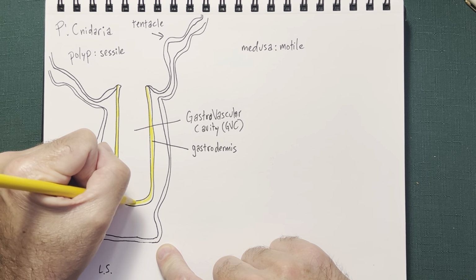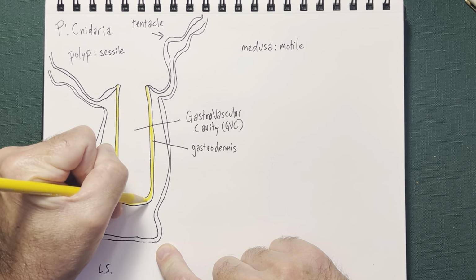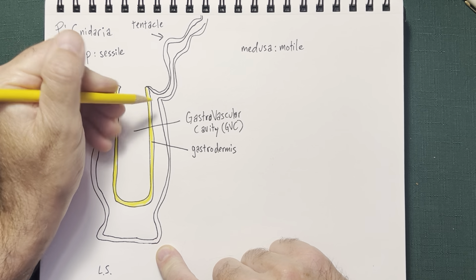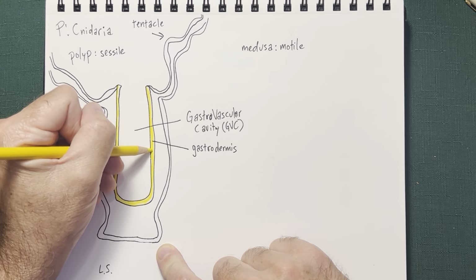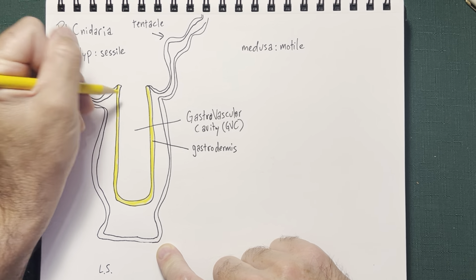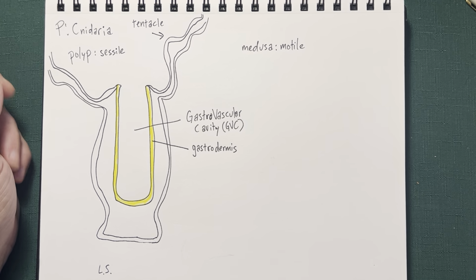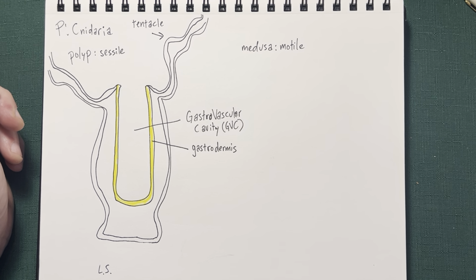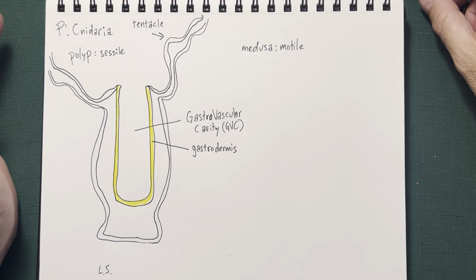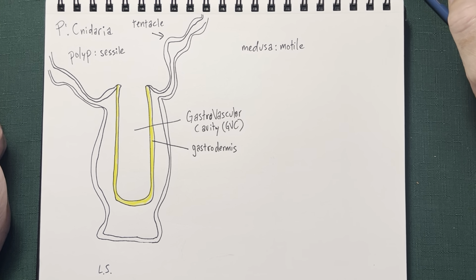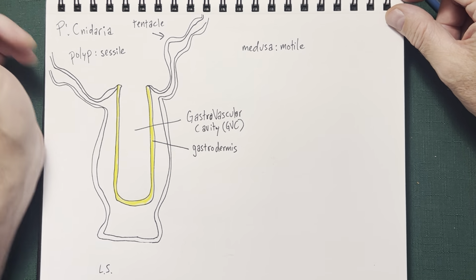Remember, cnidarians are diploblastic, so as they develop from a zygote into an adult animal, they only have two germ layers. One of those germ layers is the endoderm, and the other is the ectoderm, but that's only in the immature form, in the embryonic form. As it grows into an adult animal, we don't call it the endoderm, we call it the gastrodermis.